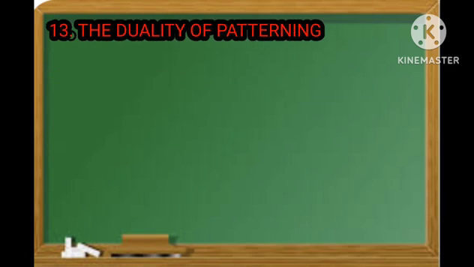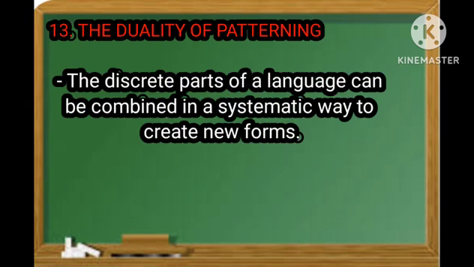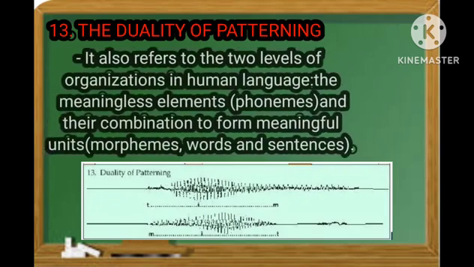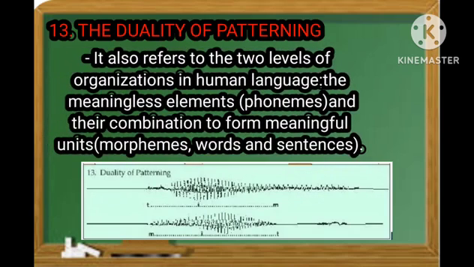And last is the duality of patterning. So the discrete parts of language can be combined in a systematic way to create new forms. So it also refers to the two levels of organization in human language: the meaningless elements, phonemes, and their combination to form meaningful units, morphemes, words, and sentences.